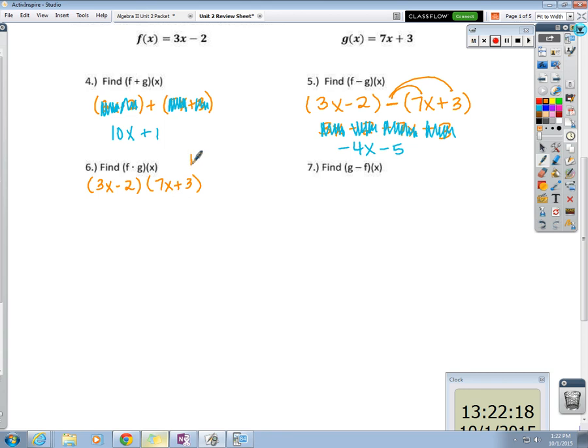Okay, so we're going to FOIL them. What does the F stand for in FOIL? First. So, like 3x is the first one over here. What's the first one over here? So we multiplied those. What's 3x times 7x?